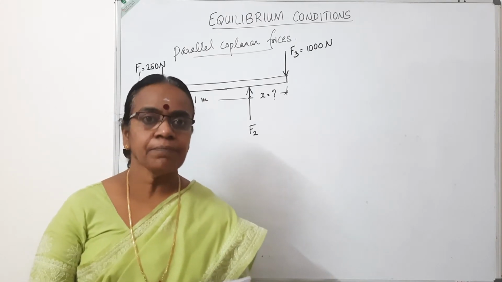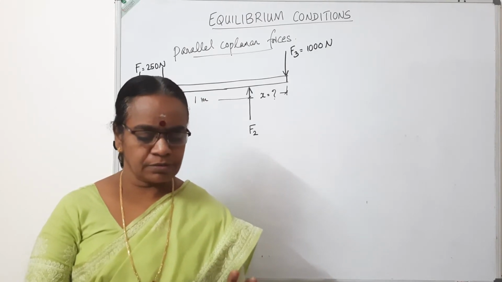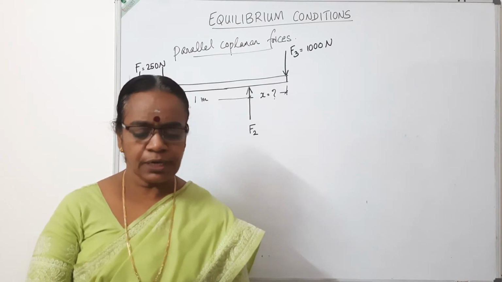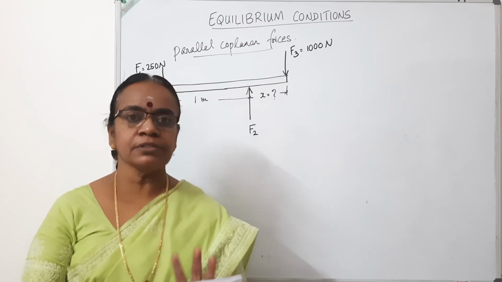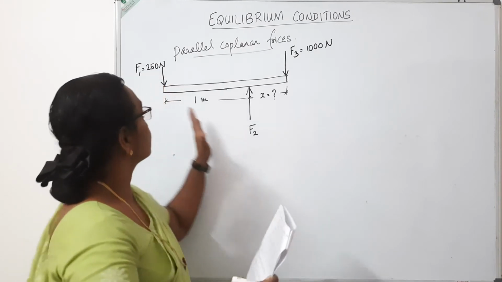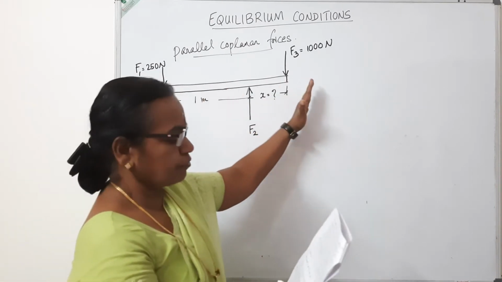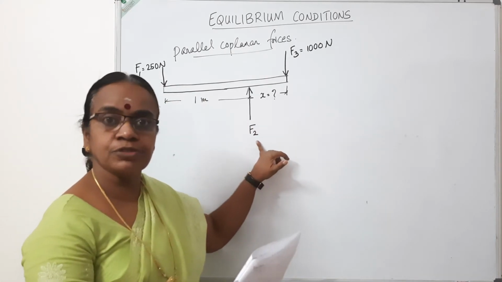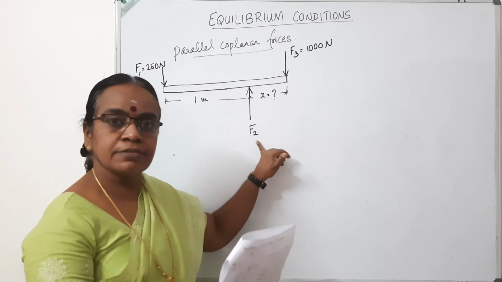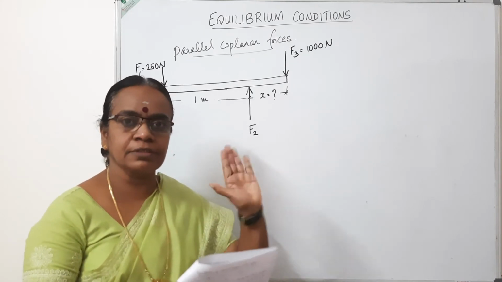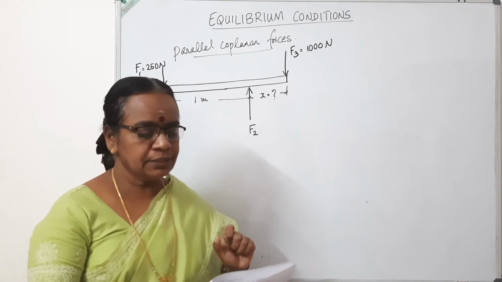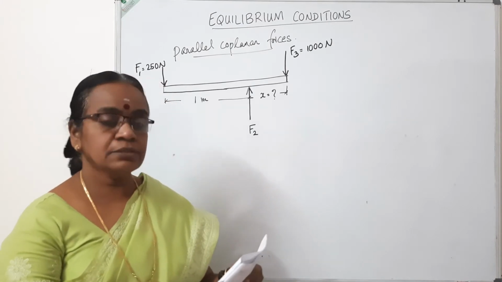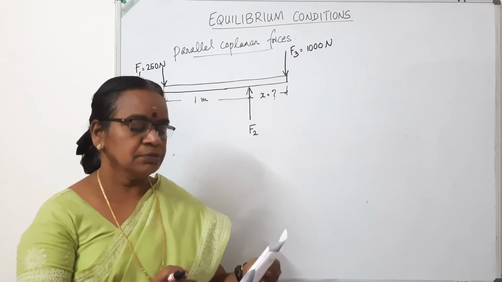Read the question. Three parallel forces F1, F2, F3 are acting on a body as shown in the figure, and the body is in equilibrium. Three forces: F1 is 250, F3 is 1000, and another one, F2. The value of F2 is not given. They are acting in a system, and the bar is in equilibrium. The question is, determine the force F2 and the distance of F2 from F3.